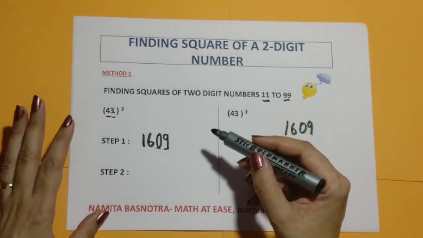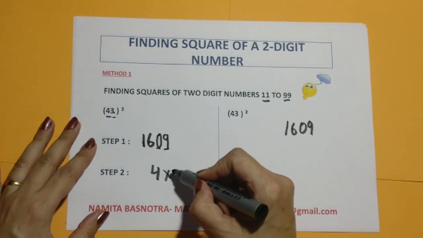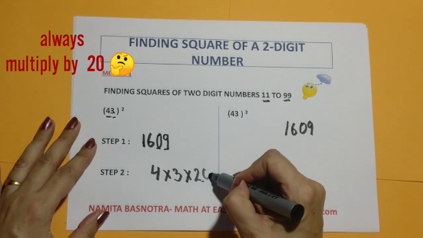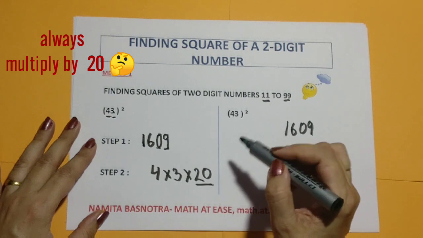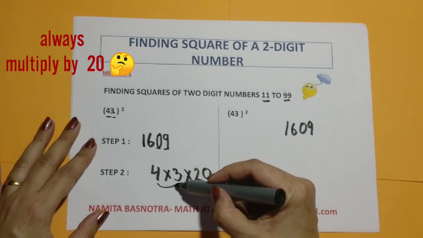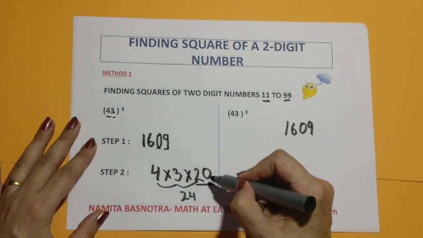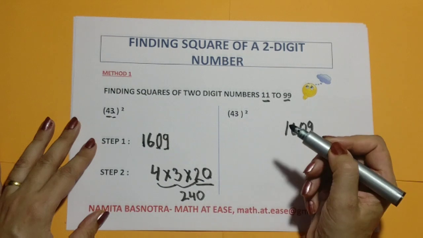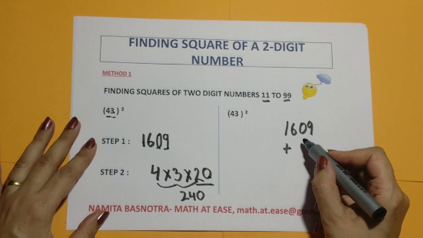Now step 2 is again very simple. You will be multiplying the digits, that is 4 into 3, and one extra number is there, which is 20. Yes, you will always multiply the digits with 20. So let's try to multiply and see what we get. 4 into 3 is 12 and 12 twos is 24. And you have a 10, so it is 20 not 2, so you will write 240.